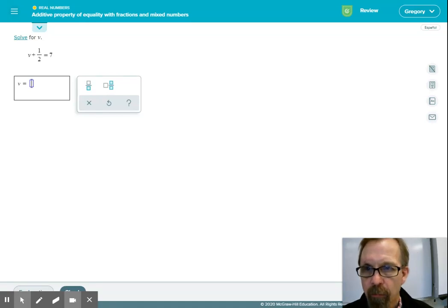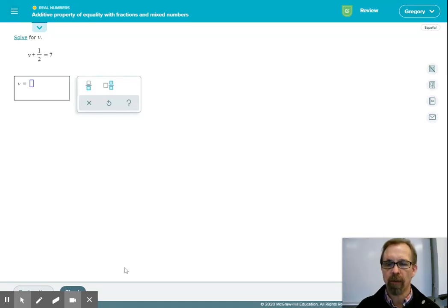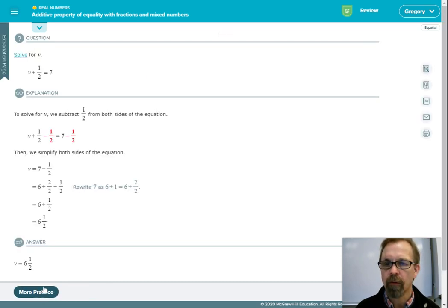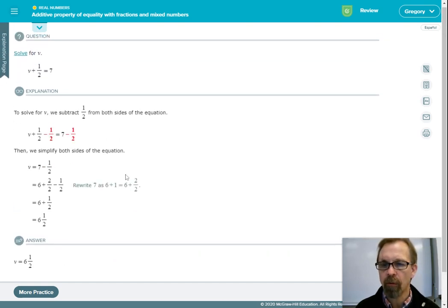Okay, so this is the addition property of inequality with fractions and mixed numbers. Now, I have my way I like to do this. Let me see if they do it the same way on this. Yeah, they do it the same way I would do it. So I'm going to explain what they're doing here.